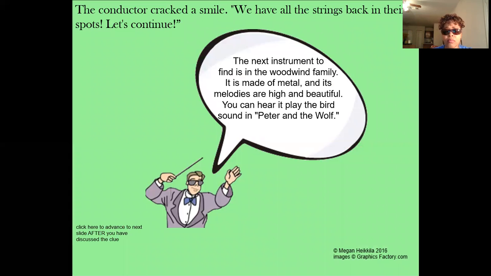Here's the next code. Who remembers the name of the instrument that played the bird in Peter and the Wolf? If you didn't get a chance to see that video, no worries, Miss Beasley's got you covered. So the next instrument to find is in the woodwind family. It is made of metal and its melodies are high and beautiful. You can hear it play the bird in Peter and the Wolf. Do you remember that instrument? I think you're right. I think it was the bird too. Let's find out.